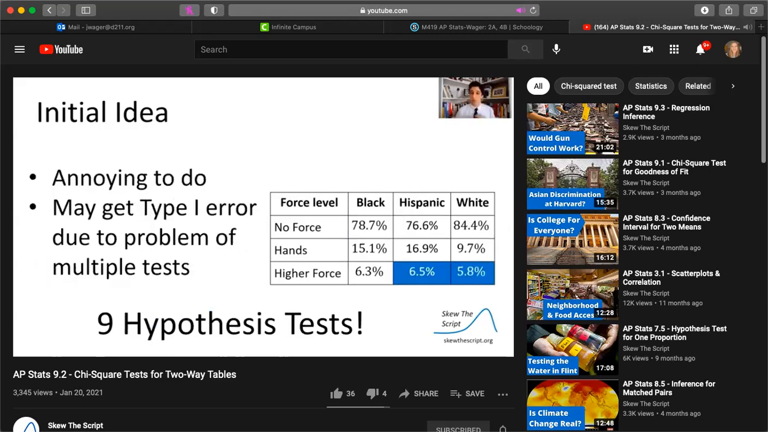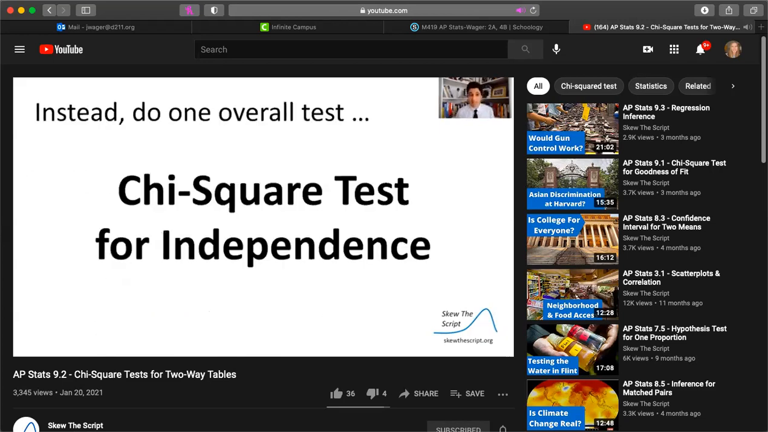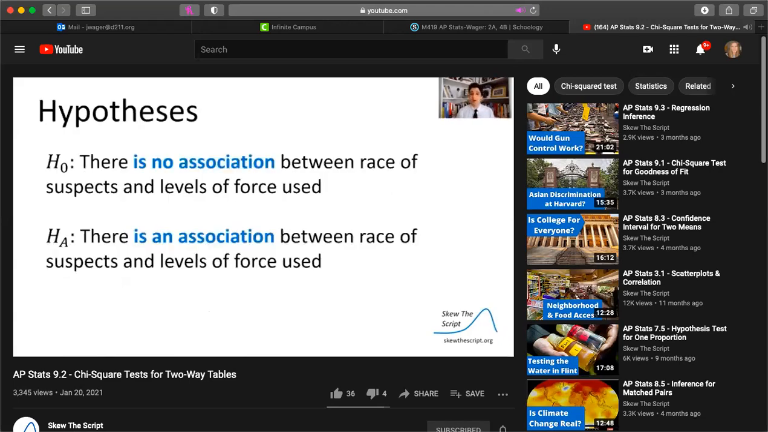One, it's just a lot of work to do. And two, you might get a type 1 error because of the problem with the test. You always have some chance of getting a type 1 error where you find a statistically significant result by chance alone. And if you keep on doing tests over and over again, you're bound to trip up and find an error. So instead, let's do one overall test. This is the chi-square test for independence. Here are the hypotheses. The null is that there's no association between race of suspects and level of force used. The alternative is that there is an association between those variables.